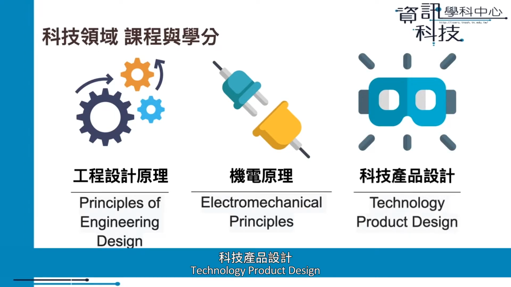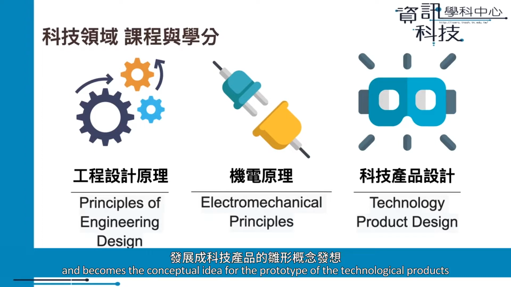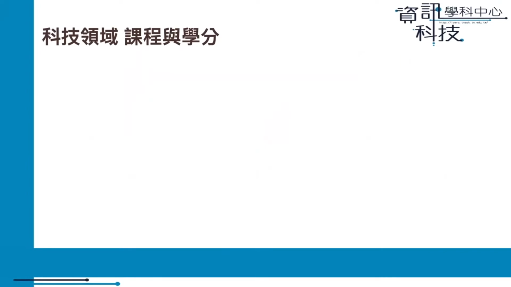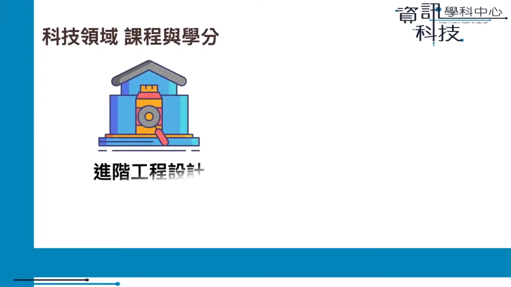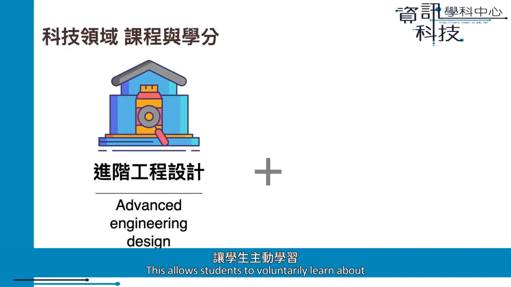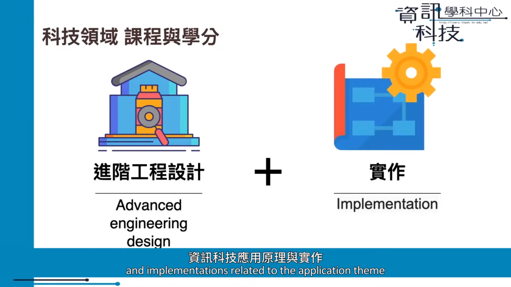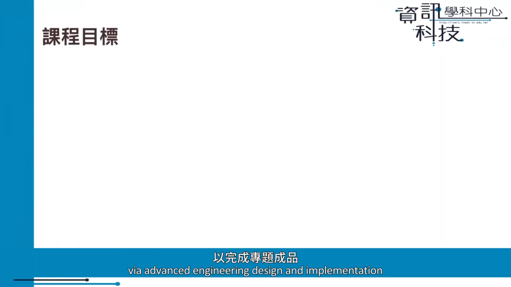Technology product design integrates the principles and skills learned previously into actual applications, and, in the end, computational thinking is fused with design thinking and becomes the conceptual idea for the prototype of the technological product so as to be applied in doing projects. This allows students to voluntarily learn about the information technology application principles and implementations related to the application theme, thereby completing the project via advanced engineering design and implementation.